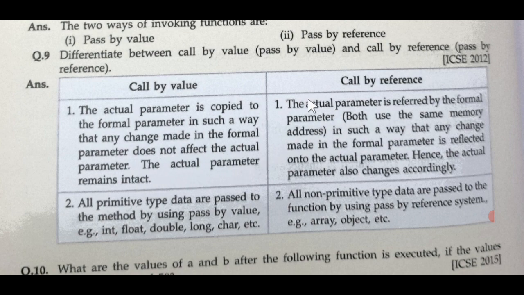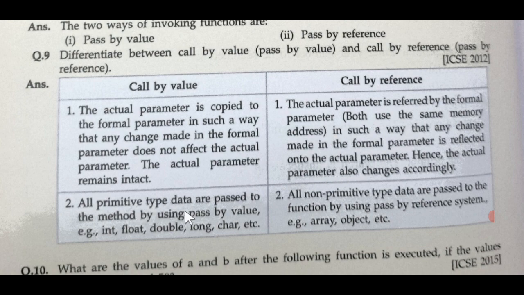Okay, no change means changes are not reflected back. Just opposite, it does not affect and it affects. That is the only difference. Here the actual parameter is received by the formal parameter. Both use the same memory addresses in such a way that any change made in the formal parameter is reflected onto the actual parameter. Hence the actual parameter also changes accordingly. So on one side you learn, on the other side a small change, it will become call by reference, right?